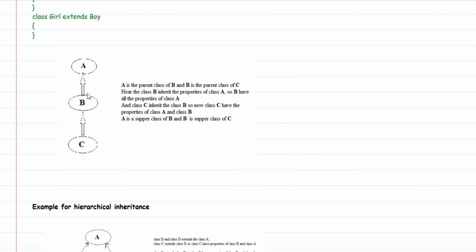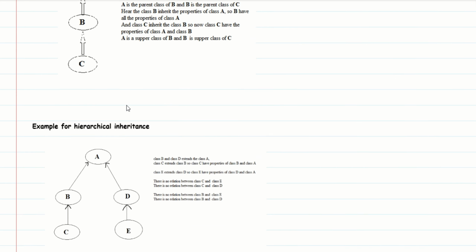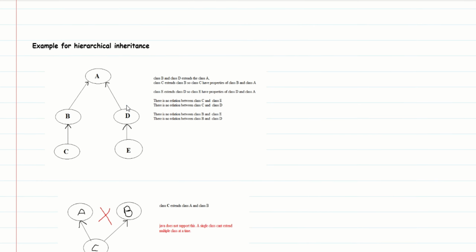So at last C will have two classes' implementation. Then we have hierarchical one. That is, two classes will have the same parent class. Like C has B and B has A. Again, E has D, D has A. So from C, I can use B and A's implementation. From E, if I create an E object, I can use the D class and A class implementation.